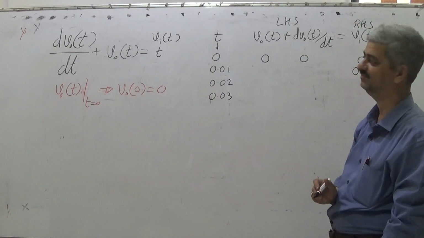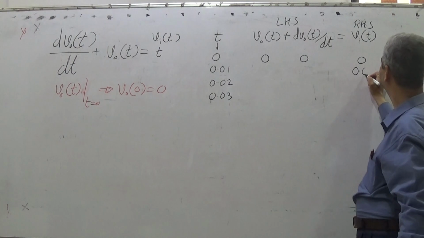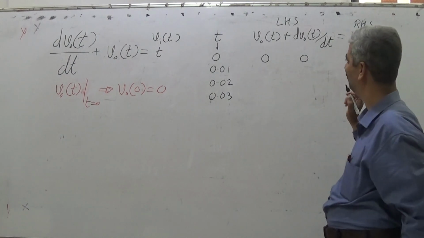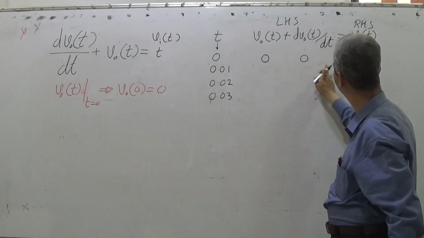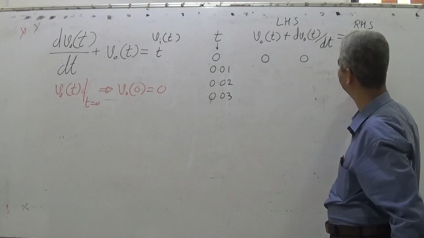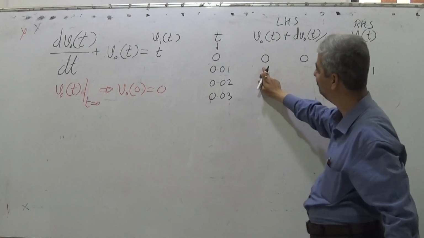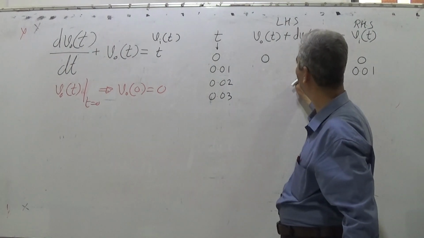At t equal to 0.01, V in t is 0.01. So these two should sum to this. If you assume something as VOT, then dVOT by dt would be something.